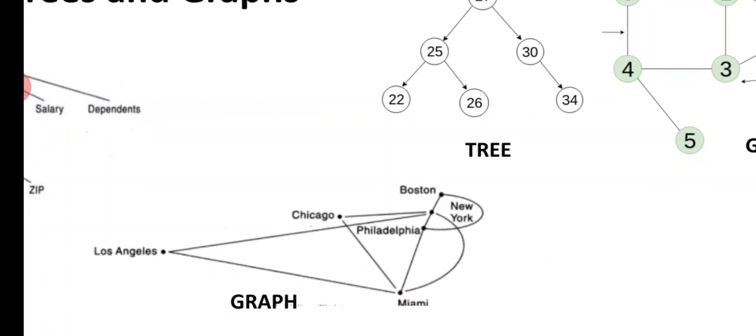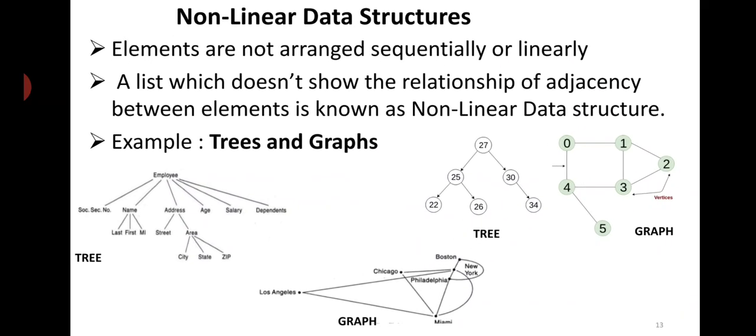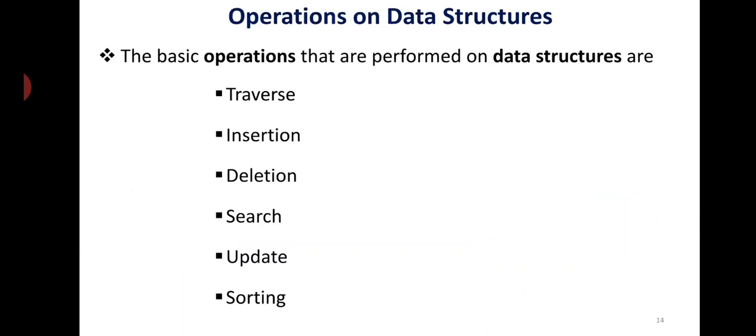Okay, so these are called a non-linear data structure. So this is about classification of a data structure. Now let's move to the operations on data structures. These are the different operations we can perform on data structures. Once the data is structured, we can perform the operations efficiently in a systematic way. Okay, so which operations? Traverse, insertion, deletion, search, update, and then sorting.